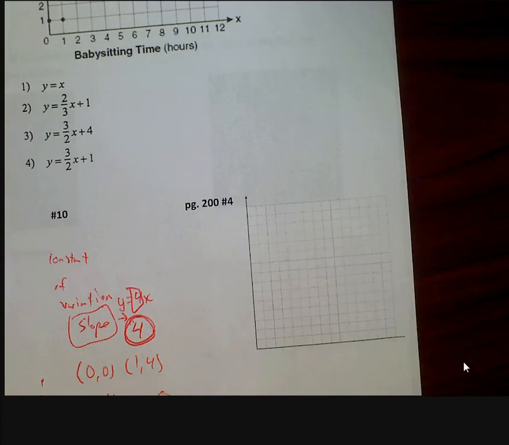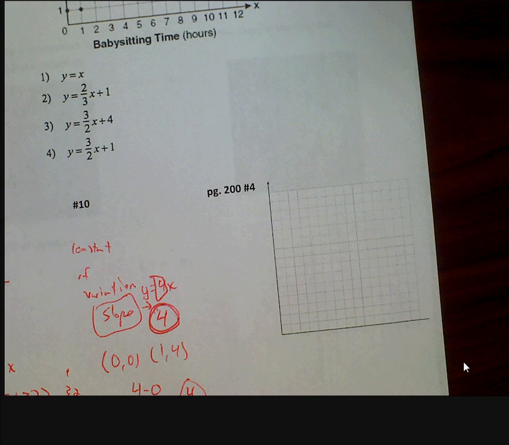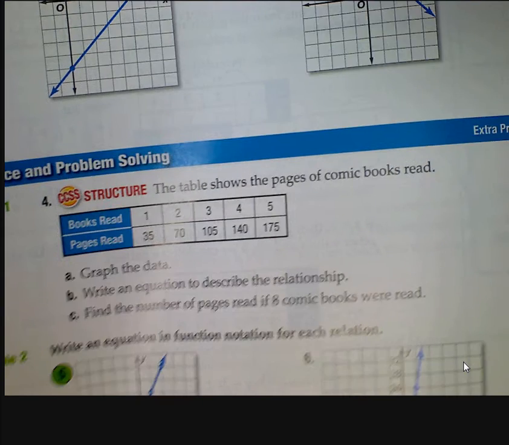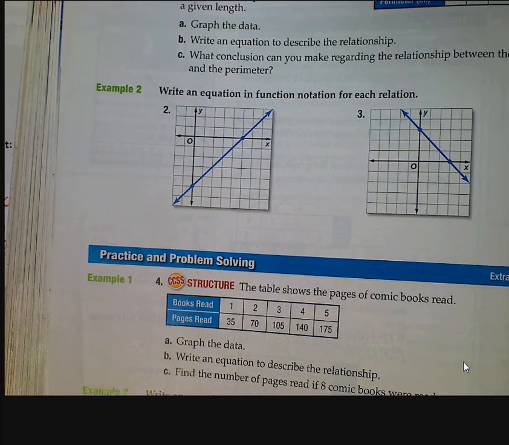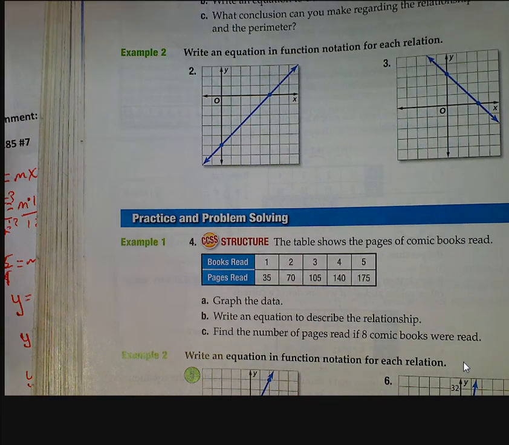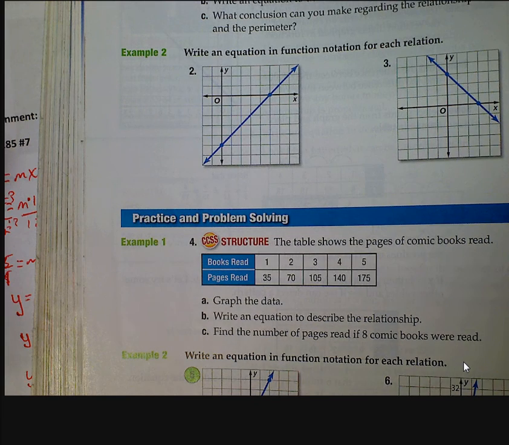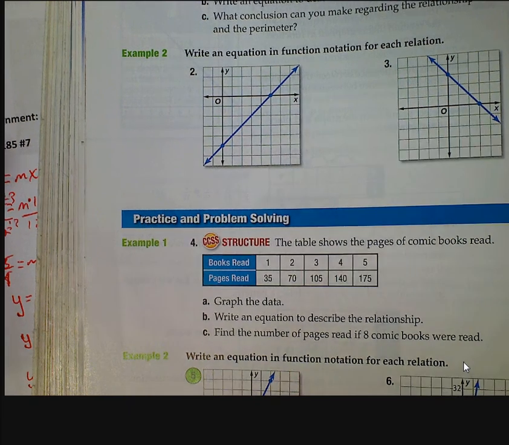Page 200, number 4. Says the table shows the pages of comic books. It says graph the data, write an equation. Okay? Go ahead and graph the data first and then try to find your equation. Pause the video and try.